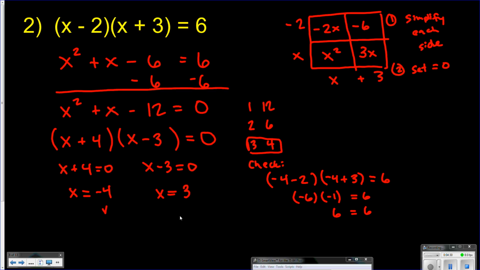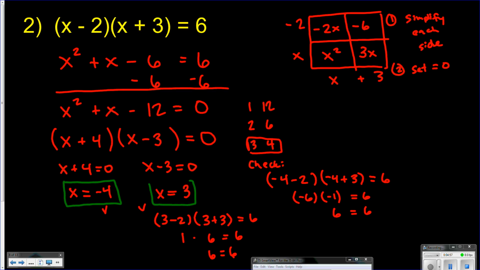And you can do the same thing with 3. You could take it and say 3 minus 2 times the quantity of 3 plus 3. That's going to give us 1 times 6 equals 6, and you know you are correct. So our answers here are x equals negative 4 and x equals 3. That's problem 2. Let's go ahead and do another one in this video here.